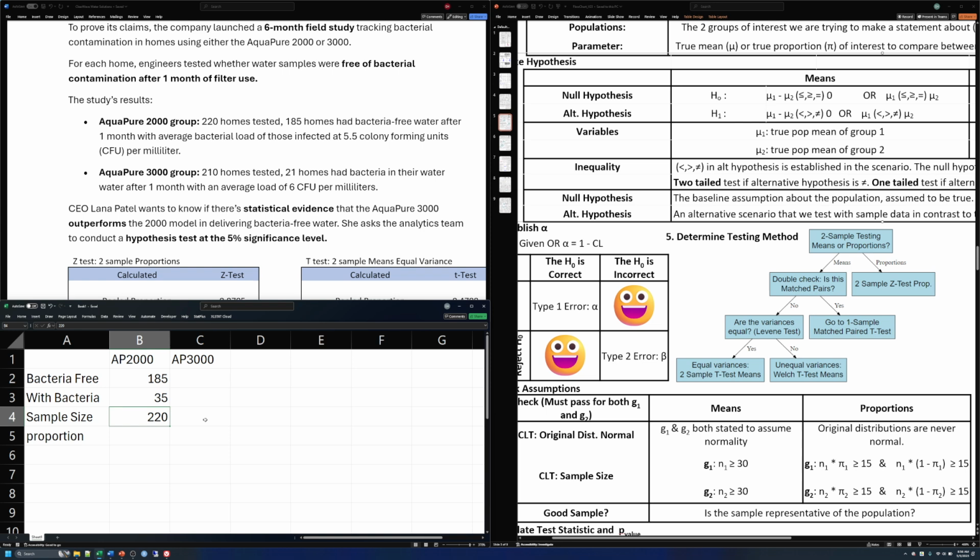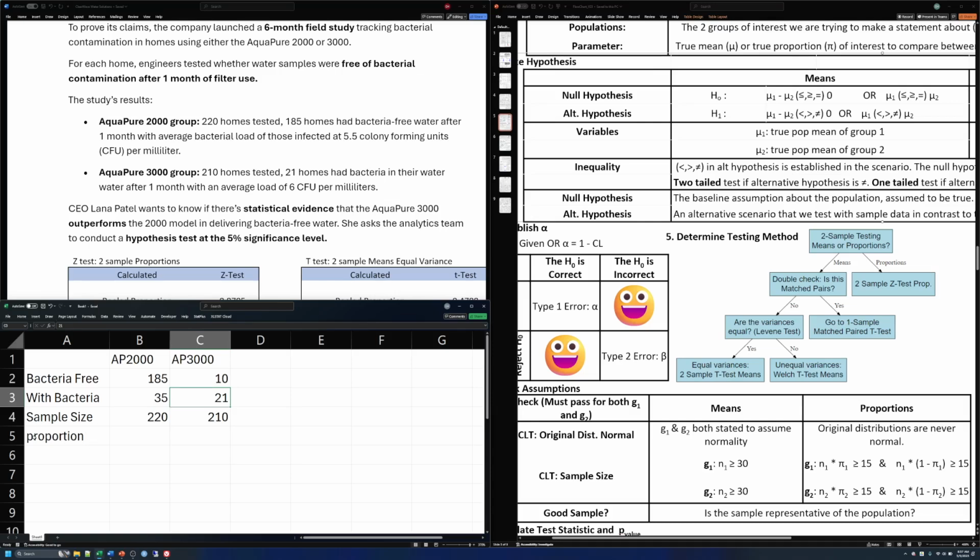Let's do our AquaPure 3000. So it said 210 homes, but notice how it gives us 21 homes with bacteria. One common thing is that we can get going fast and just say, oh, it gave us both of the successes. Well, wait a second. One is talking about being bacteria-free and one is saying with bacteria. So we need to make sure that we are comparing the same direction for both, that we're comparing the successes with successes or the failures with the failures. And we need to read the problem to see which one we are interested in. Okay, so I'm going to do 210 minus this 21, and it gives us our 189.